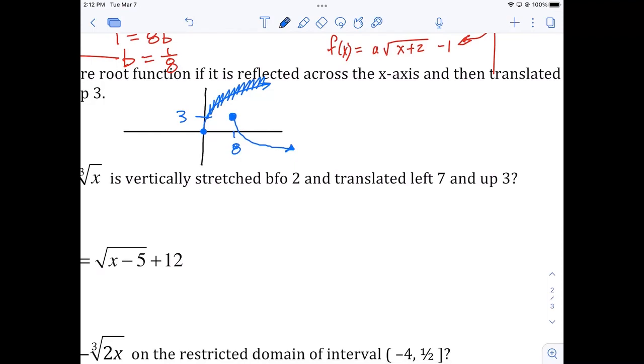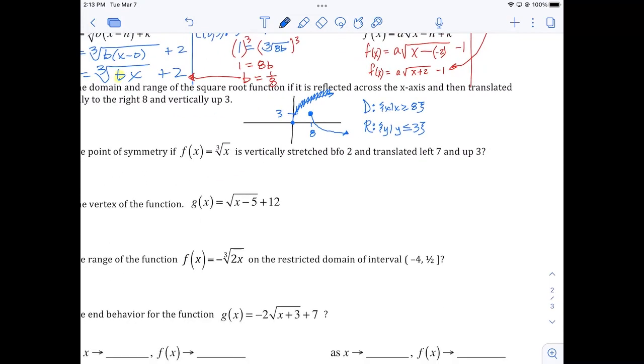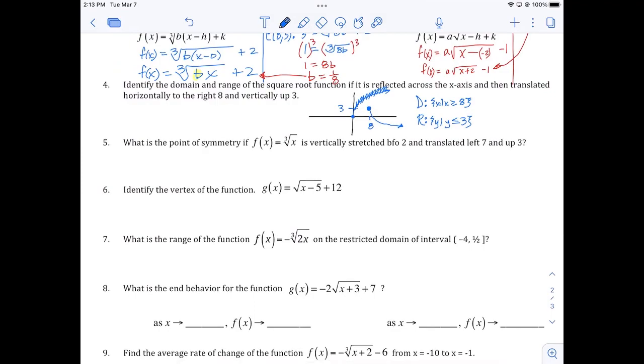Well, it just kind of shifts it a little bit, right? Big D is going to be, I like this, the set of all x such that x is greater than or equal to 8. And big R is the set of all y such that y is less than or equal to 3. There it is. Just a real quick sketch like that can give you something to look at if you label it as you go. Makes it easy.